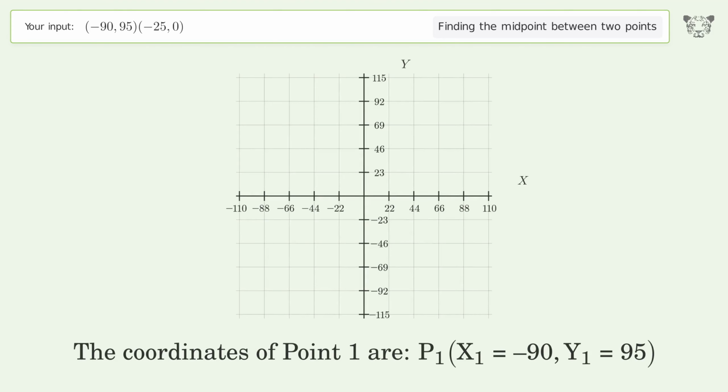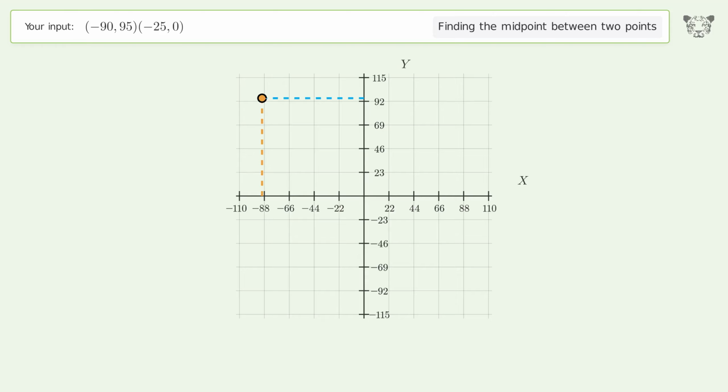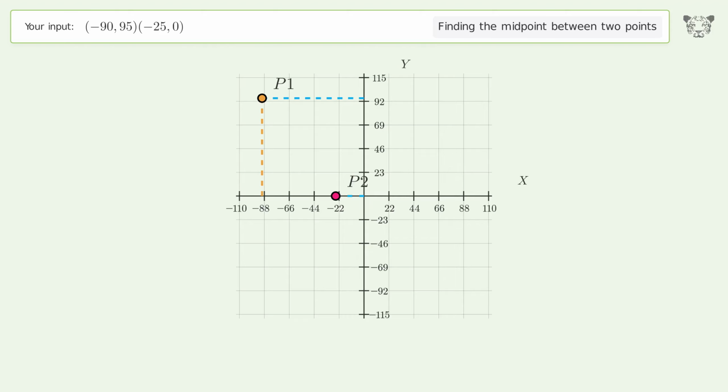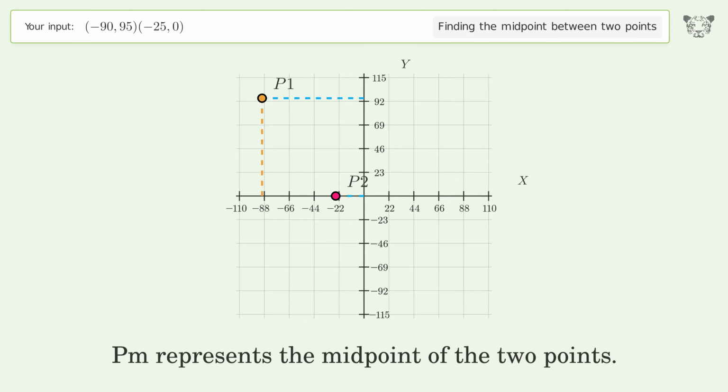The coordinates of point 1 are x1 equals negative 90, y1 equals 95. The coordinates of point 2 are x2 equals negative 25, y2 equals 0. PM represents the midpoint of the 2 points.